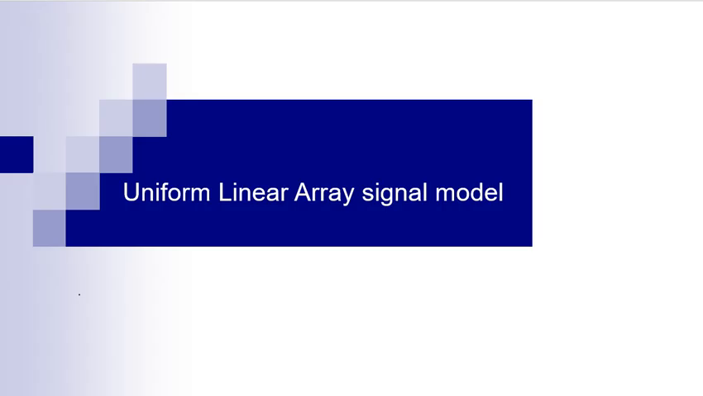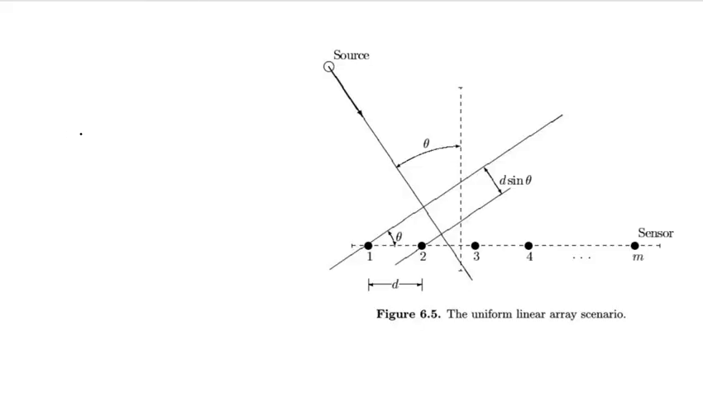Let's start talking about the uniform linear array model. You see this figure, this is the figure of a uniform linear array. What is a linear array? It means all sensors are in a line. And what is uniform? The space between sensors is equal and it is d. So a uniform linear array is an array formed by some sensors. They are in a line with the same spacing.